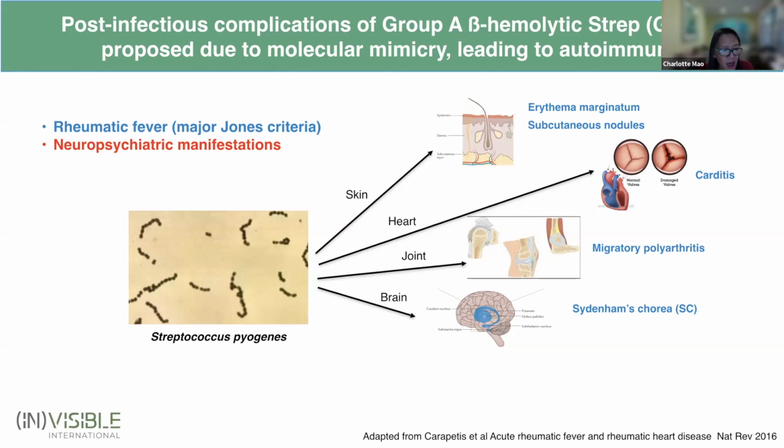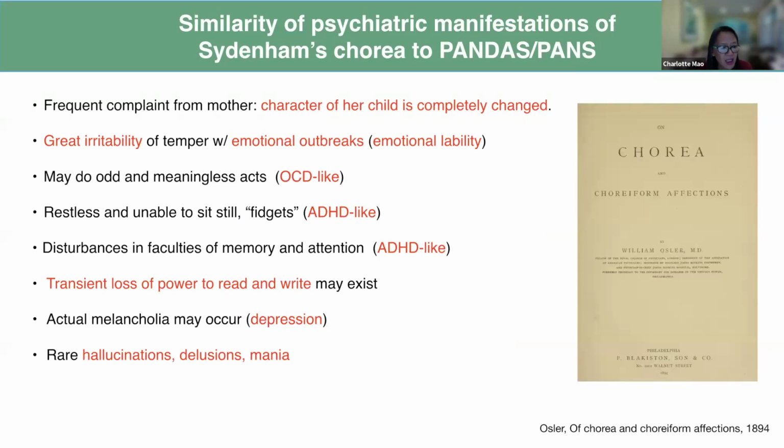and colleagues, and even going as far back as 1894 in this monograph by Sir William Osler, entitled Of Chorea and Choreiform Affections. And it's rather haunting to read Osler's words from 130 years ago, as his descriptions of psychiatric symptoms in these chorea patients sound remarkably similar to children with PANDAS PANS. And you can see that these are just excerpts from his descriptions.